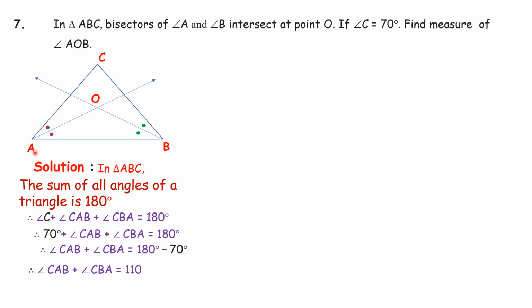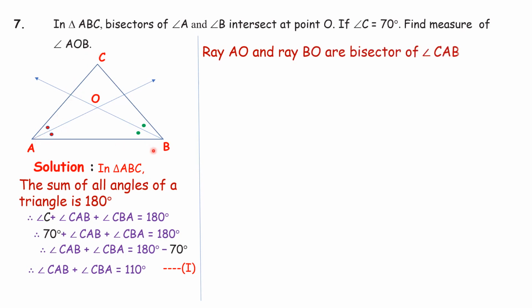Rays AO and OB are the bisectors of angle CAB and angle CBA respectively. Therefore, angle OAB, meaning this angle, is equal to half of angle CAB. This is statement number 2. Similarly, angle OBA is half of angle CBA. This is statement number 3.